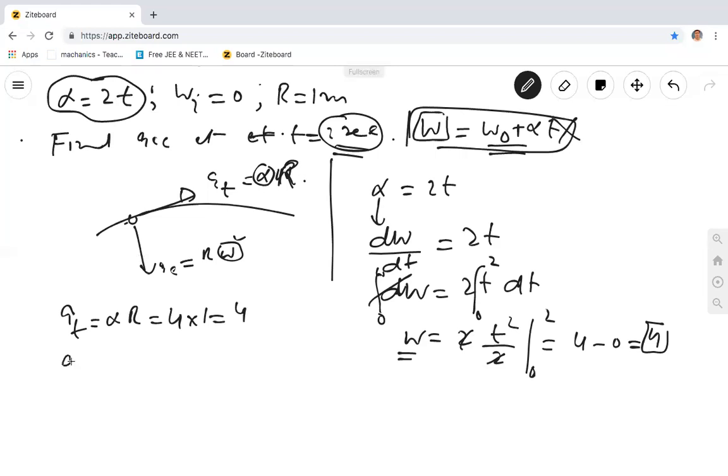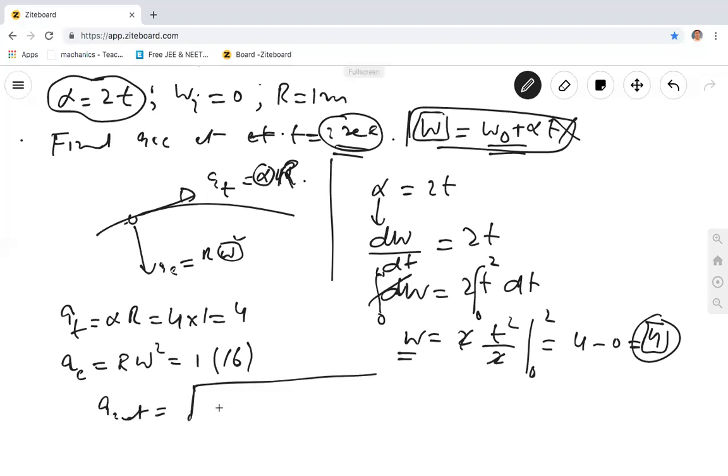And what is a centripetal acceleration? r omega square. What is r? 1. And what is omega square? 16. What is a net? Under root of at square plus ac square. That is root of 16 plus 256. If you square it, it will be 256, and you can find the answer very easily.